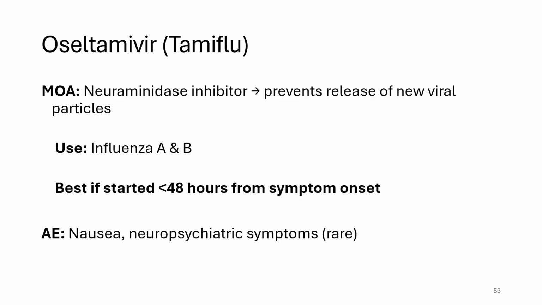Oseltamivir, also known as Tamiflu, again, this is a neuraminidase inhibitor. It does not kill the virus directly. Instead, it prevents newly made flu viruses from being released from infected cells. So that helps stop the infection from spreading to more cells. We can use this for influenza A and influenza B.